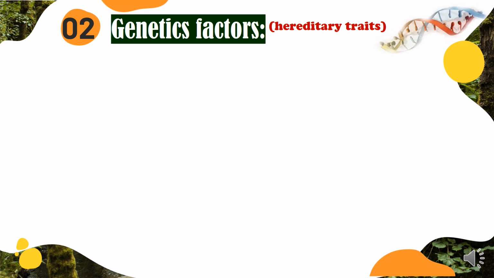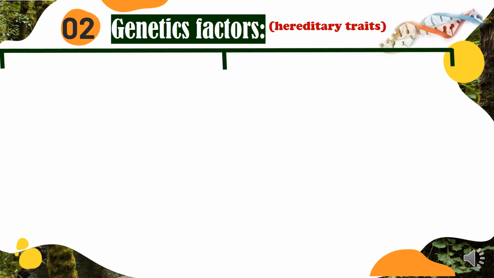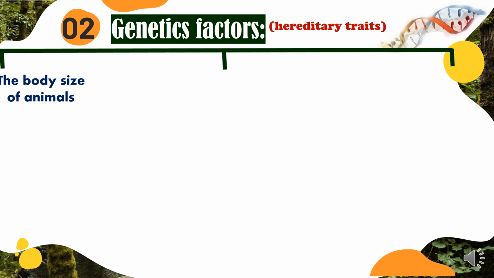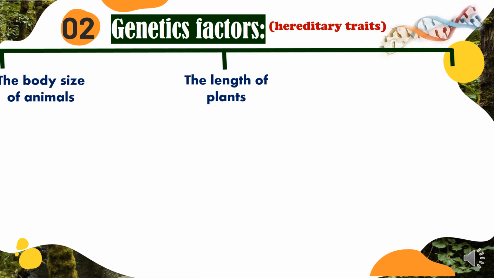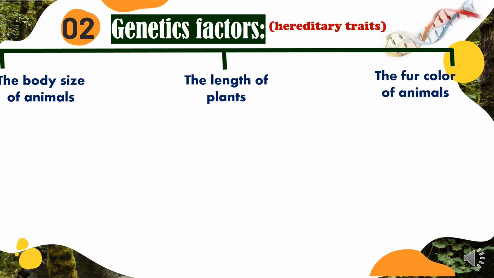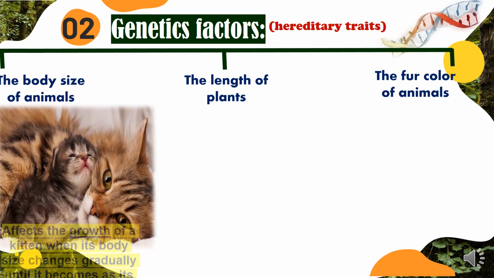Number two is genetic factors. As we mentioned before, genetic factors are like the genes that carry our traits. And as we said before, genetic factors or genes are inherited from our parents. So, genetic factors such as the body size of animals, the length of plants, and the fur color of animals.